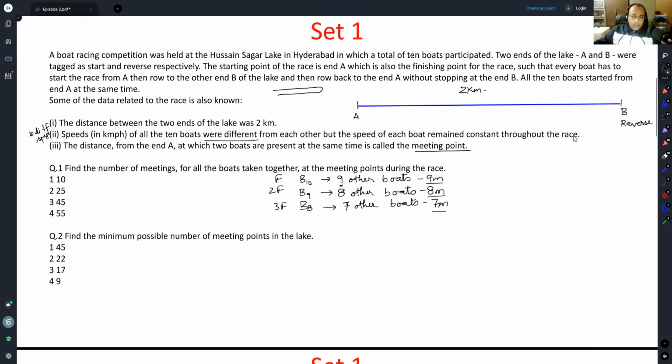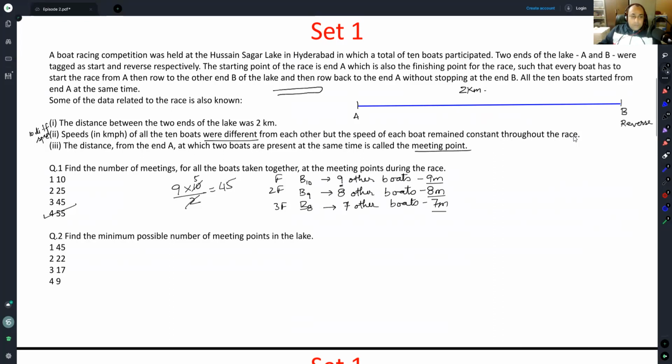So can I say total number of meeting points would be nothing but the sum of first 9 natural numbers, which is given by 9 into 10 by 2. Cancel. 5 should be 45. So option 4. Sorry, why have I mentioned option 4? Option 3, 45 should be the answer.